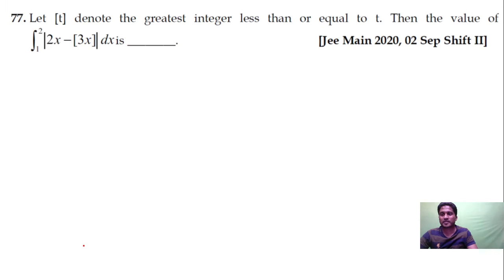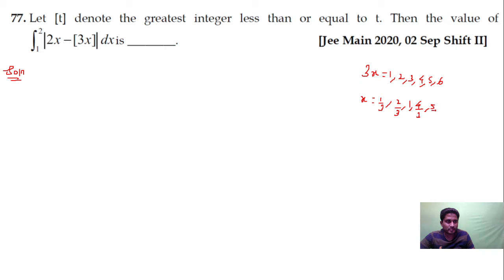Let's move to the next question, guys. 2020 paper question, integer type, fill in the blanks. What I'll do is write: box 3x should be an integer, so you need to write all the integral points. 3x is equal to 1, 2, 3, 4, 5 and 6, so x is equal to 1 upon 3, 2 upon 3, then you get 1, then 4 upon 3, 5 upon 3, and then you get 2.